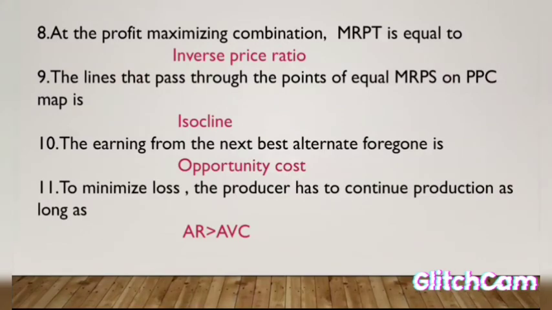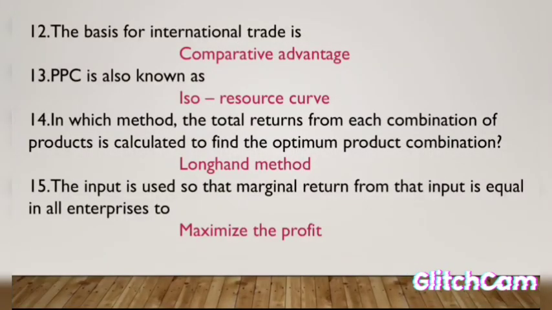Earning from the next best alternative foregone is opportunity cost. To minimize loss, the producer has to continue production as long as average revenue is greater than average variable cost. The basis for international trade is comparative advantage.